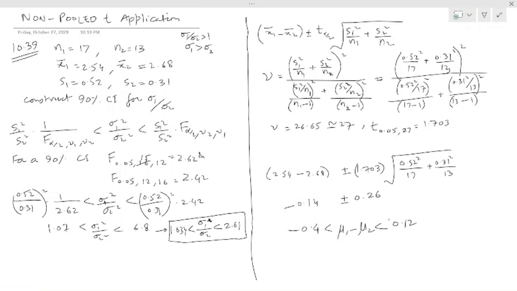Now again, at the time of interpretation, we will drop the sign. That's the rule, and we decide which is the smaller extent of difference between the two population means and what's the larger difference. So we can interpret this answer as, we can be 90% confident that the difference between the mean GPA of sophomores and juniors is exceeding 0.12 but less than 0.4.